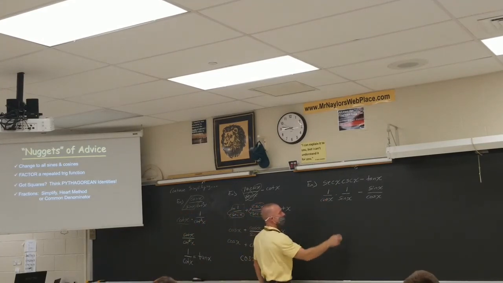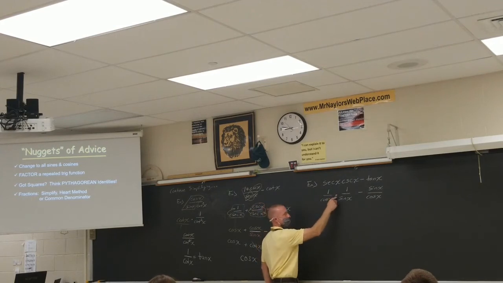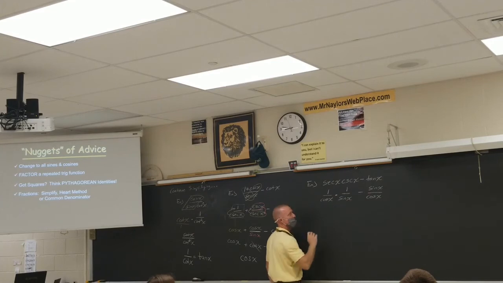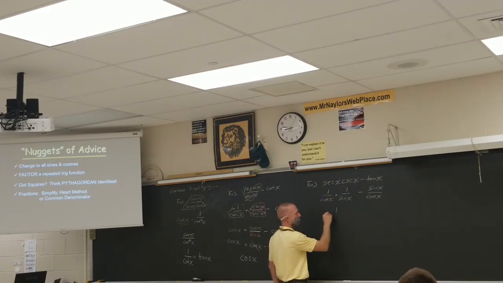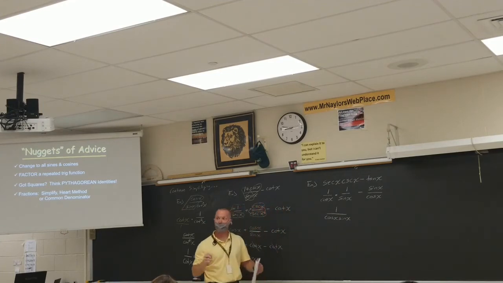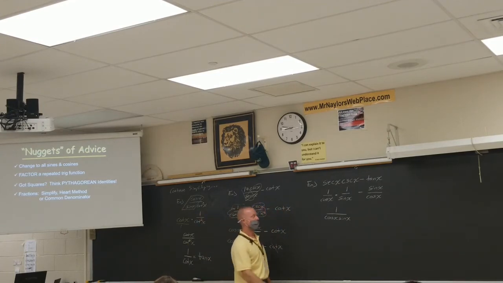Now, this is a multiplication sign, and this is a subtraction sign. Let's be careful that we apply them the right way. A multiplication sign is pretty easy to apply. You just multiply the tops. Well, that's 1. And you multiply the bottoms. Well, that's just cosine times sine. So basically, when you do a multiplication problem, you just put it all together.